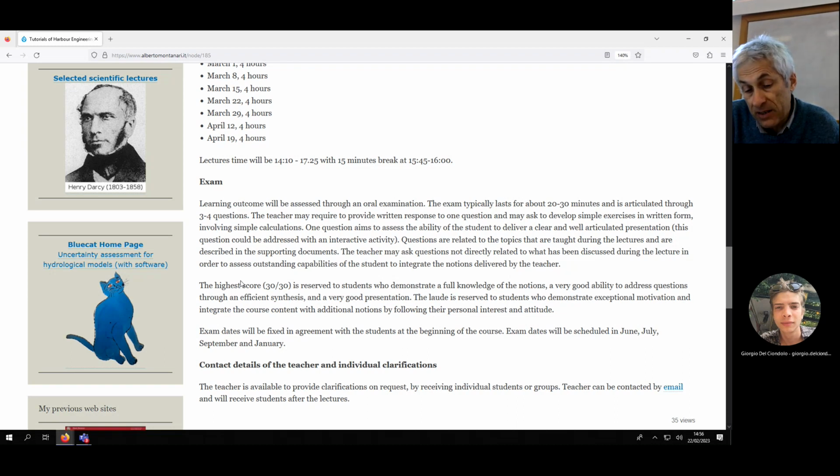Basically, the highest mark is reserved for students who demonstrate a good knowledge of the theory, a good perception of the problem, and a good ability to speak. Then, what about the laude? The laude, to me, is something exceptional.